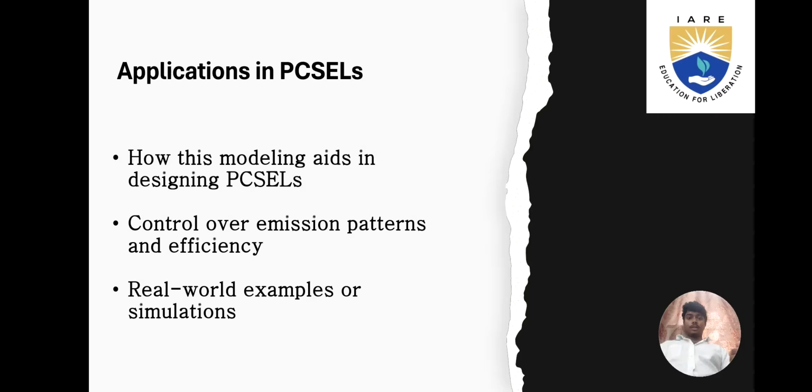Application of PCSELs: how this modeling aids in designing PCSELs. Control over emission patterns and efficiency. The real world examples are simulation, manipulation of light, periodic structure, band gaps. Key features: geometry and band gaps, wavelengths within these gaps are reflected or blocked, enabling selective control over light propagation. Manipulation of light: they allow confinement, localization, and enhancement of light-matter interaction, crucial for LEDs, lasers, and solar cells.